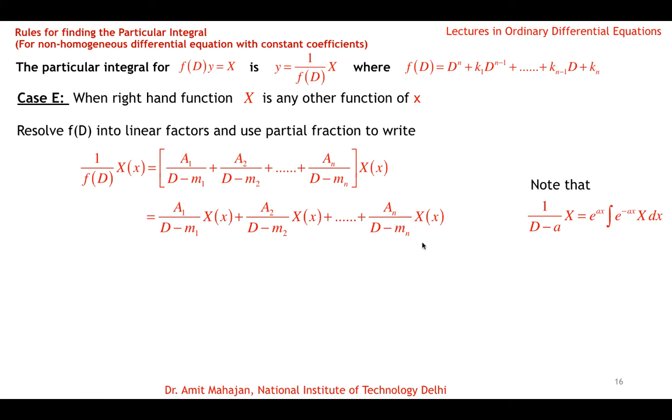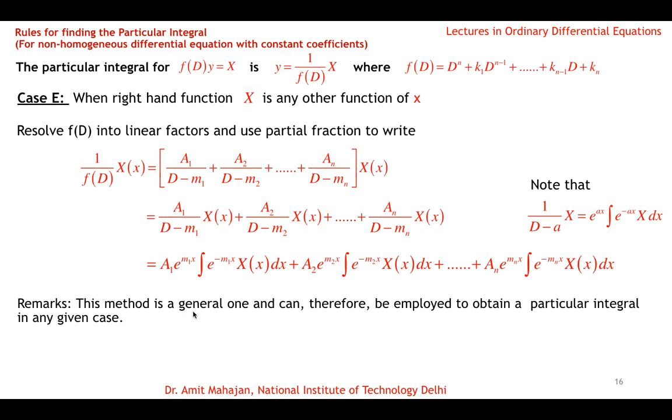So we can solve the right hand side easily by using this second theorem that we did. So this is exponential integral exponential of capital X plus similarly second plus so on last. So we can solve these integrals and that will be the solution of the particular integral of this non-homogeneous system. And once we have the particular integral and we have the complementary function, we can write the general solution. So this method is a general one and can therefore be employed to obtain a particular integral in any given case, wherever you can find these linear factors.